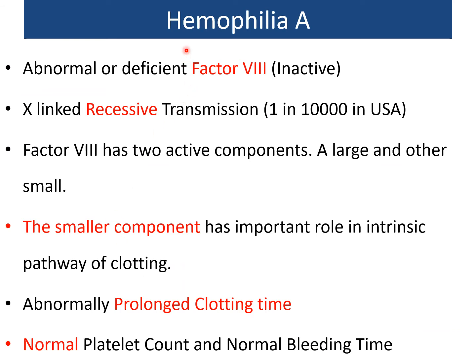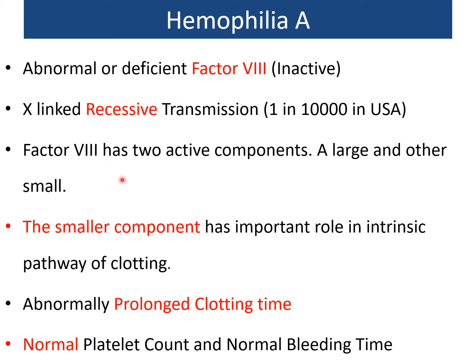Let's start with hemophilia A. Hemophilia A is a disease in which clotting is defective. This is because of an abnormal factor 8 or a deficient factor 8. The abnormal factor 8 would be actually an inactive factor 8 because of some abnormality in the structure. It is an X-linked recessive disorder, and in the USA it is 1 in 10,000, तो काफी frequent हुआ.